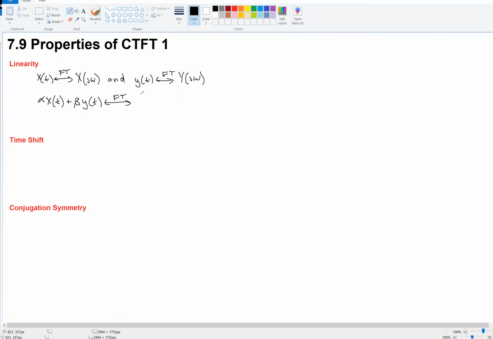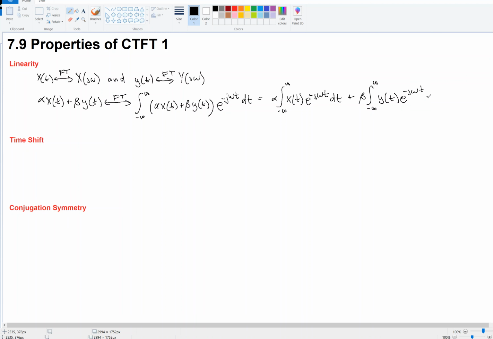So let's do it. I look to the analysis equation. This is the integral from minus infinity to infinity of the signal whose Fourier transform you're trying to find. So our signal is this linear combination of x and y, multiplied by e to the minus j omega t dt. From properties of integrals, the integral of a sum is the sum of the integrals, and then I can bring out the constants. So I have that piece separately, plus beta times this piece, e to the minus j omega t dt.